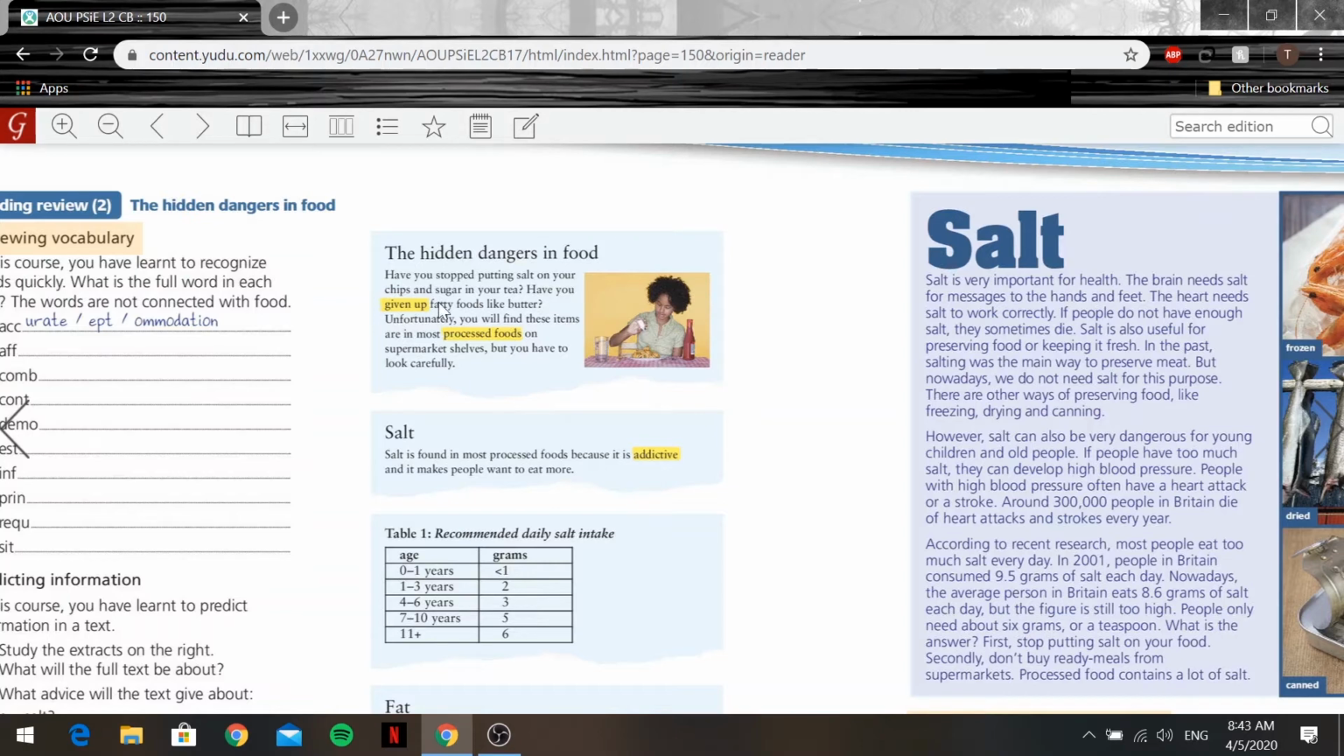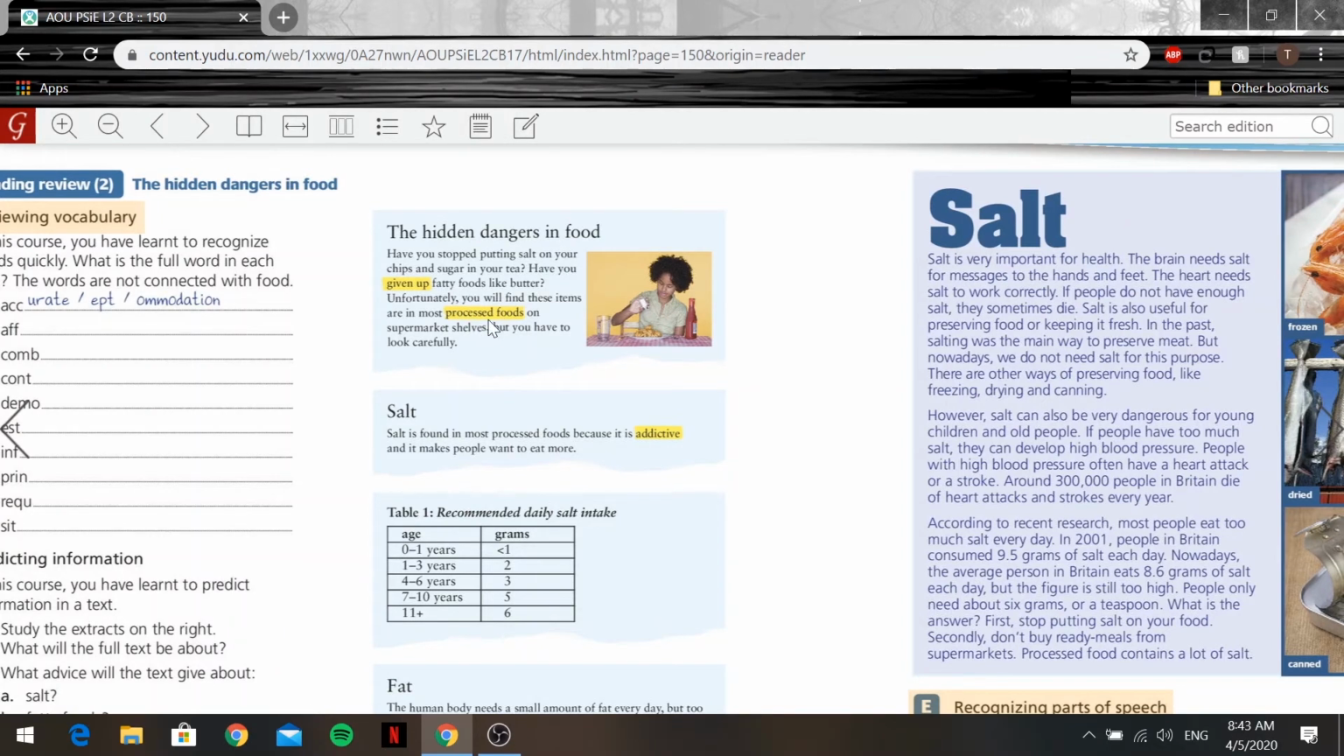So here we have the word give up. So have you given up fatty foods? Well, given up or give up here simply means to stop doing something. Okay, usually a habit that you've been doing for a while, you know, something like smoking, putting salt on your popcorn before eating it. Okay, and then we have, you'll find these items are in most processed foods. Okay, so the word processed here means food that has, you know, chemicals added to it. Okay, in a food factory, like sausages, for example. Well, by the way, you should know that the chemicals here make the food last longer or simply look more attractive.